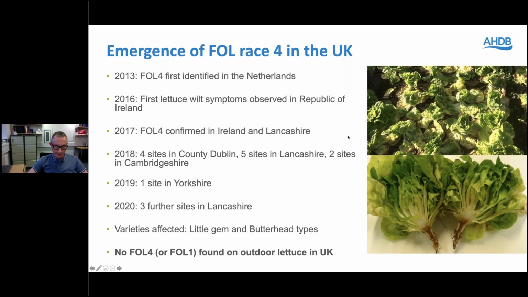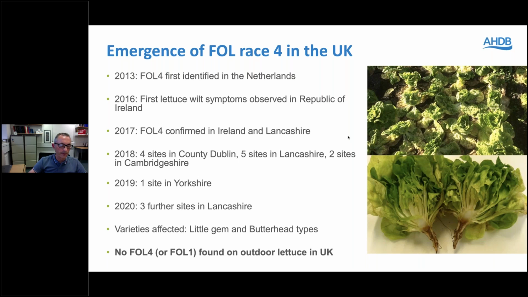So just a bit of information on the emergence of race 4 in the UK. It was first identified in 2013, so there's a paper a bit later than that, so it's kind of identified retrospectively. We first saw it emerge in Ireland in 2016, and we confirmed in 2017 here at Warwick that we had this race 4 in both the Republic of Ireland and also initially in Lancashire. And since then, as you can see, it spread to a number of further sites, both in Ireland and in the UK, mainly obviously in those protected lettuce growing areas of Lancashire and Cambridgeshire.